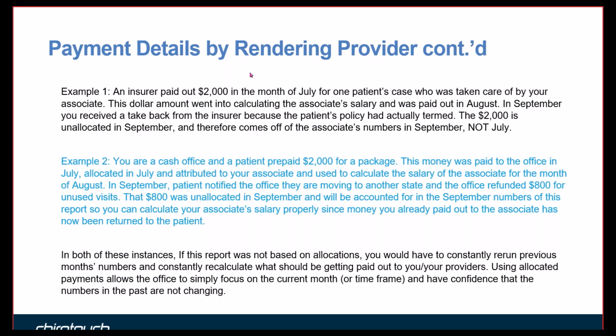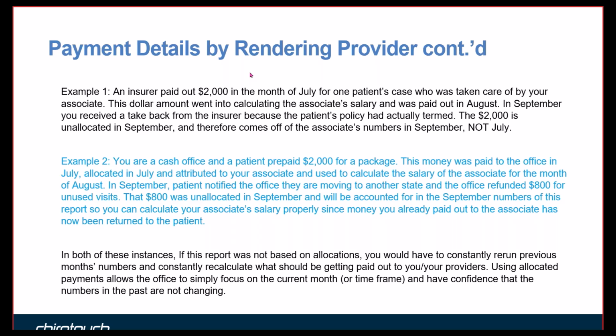Unfortunately, September rolls around, and that insurer actually took back that $2,000. And maybe it's because that patient's policy terminated and they paid it out by mistake. That $2,000 is now unallocated in the current month of September, and comes off of the associate's numbers in September, not in July. When that payment is taken back, if it is reflected in the month of July, unless you rerun your July numbers to double check, you wouldn't know.